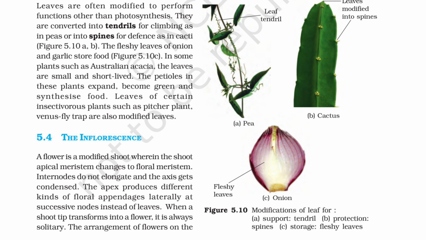Modifications of leaves. Leaves are often modified to perform functions other than photosynthesis. They are converted into tendrils for climbing, as in peas, or into spines for defense, as in cacti. The fleshy leaves of onion and garlic store food.